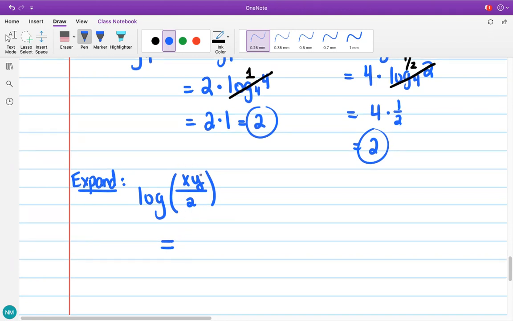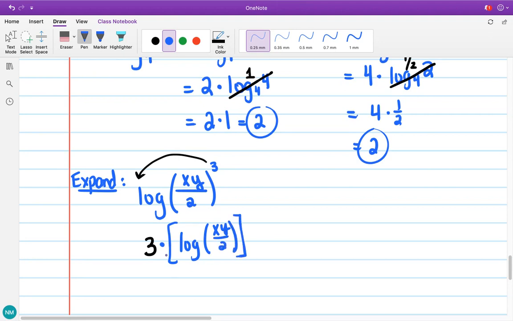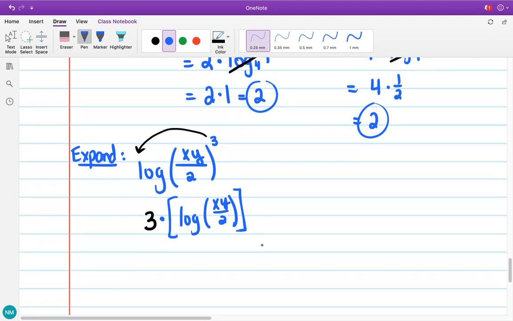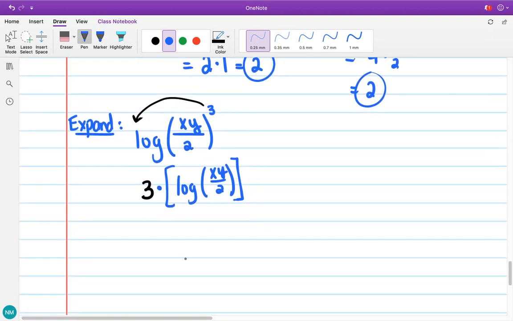So these are being multiplied, meaning they're really being added. And then this is being divided, so it's really being subtracted, right? You know what, let's make this a little bit harder and put a 3 up here. So the first thing I'm going to do is bring this 3 up here, and so this becomes 3 times log of xy over 2. I put it there because this 3 is being multiplied by everything. So when I expand, this 3 is kind of going to act like that GCF that stays on the outside. So I'll keep that here.